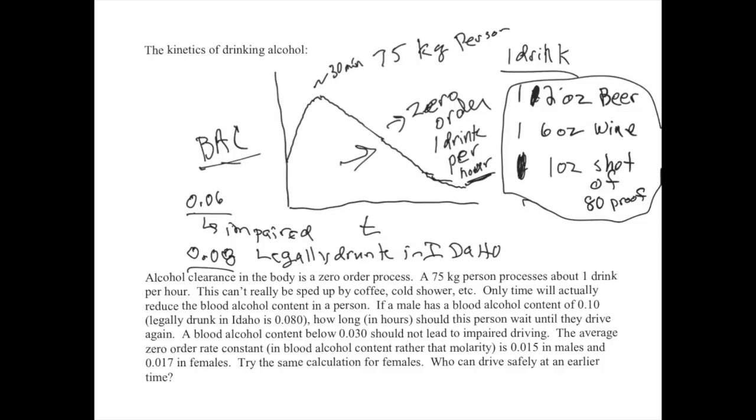Okay, so let's take a look at a realistic sort of situation. I said alcohol clearance in the body is a zero order process. A 75 kilogram person processes about one drink an hour. And I said you can't really speed this up. It's just the way it is. Only time will go. It turns out that males and females get rid of alcohol a little differently. Females are a little faster than males at getting rid of the alcohol out of their blood.